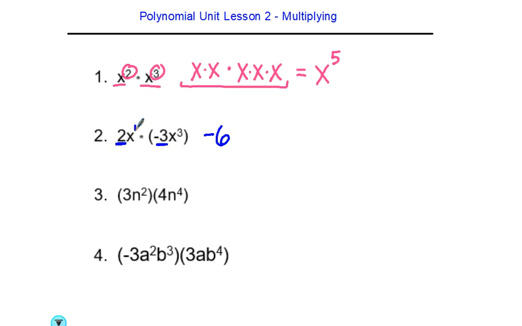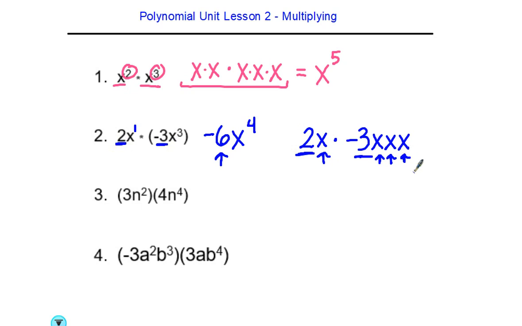Now, if it helps you, this is x to the first power. So now I'm going to multiply my x to the first times x to the third, and that's going to become x to the fourth power. And again, if you'd like to see this in expanded form, that's 2x times negative 3x times x times x. Like terms play together here. So our 2 times negative 3 gets us that negative 6, and then we have 1, 2, 3, 4 x's. And again, that's what we would call the expanded form. Our official answer here is negative 6 x to the fourth power.